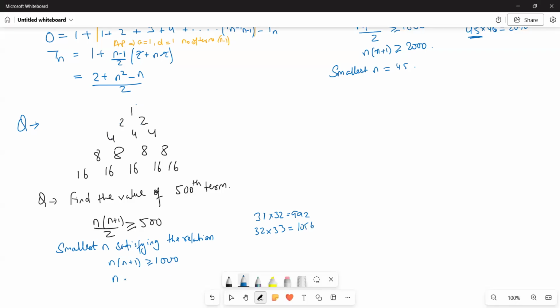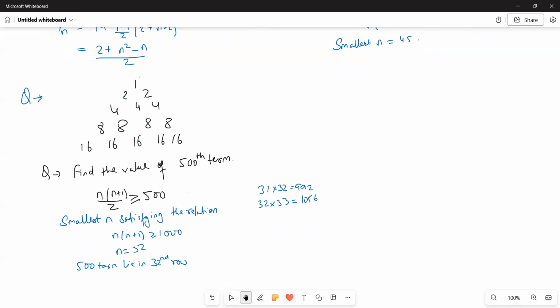तो यहाँ से n आ जाएगा 32. That is to say that the fifth 100 term will lie in the 32nd row. And if it lies in the 32nd row, what would be the value?